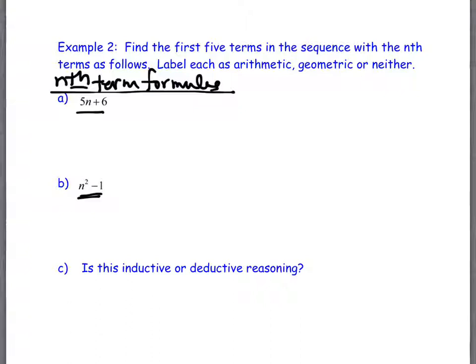Plugging in 1. So if I plug in the number 1 into 5n plus 6, what do I get? I get 11, right? So I'm doing n equal to 1, and I get 11. What would I do to get the next one? Yeah, I'd put in n equal to 2. If I put in n equal to 2, what do I get? 16. What if I put in n equal to 3?